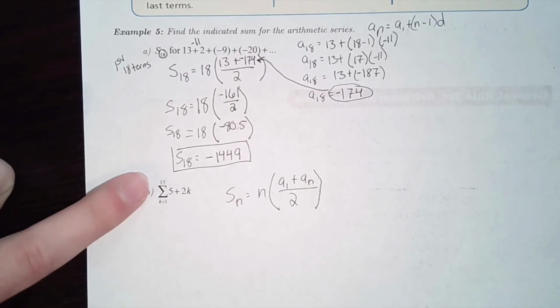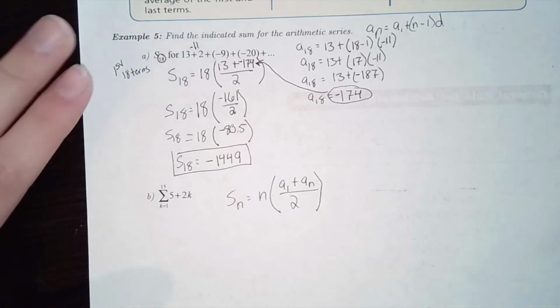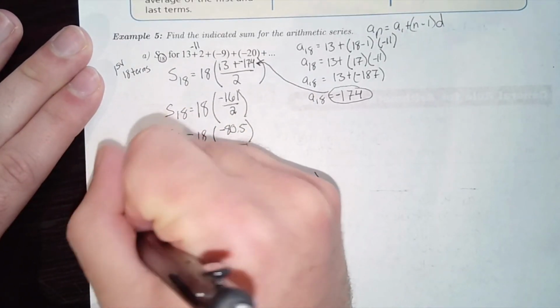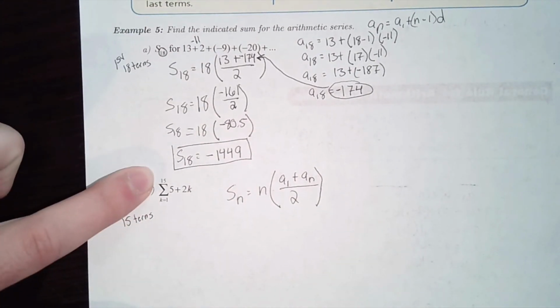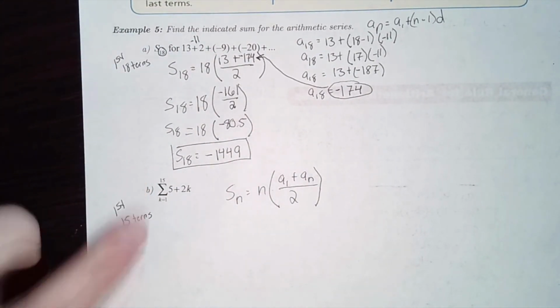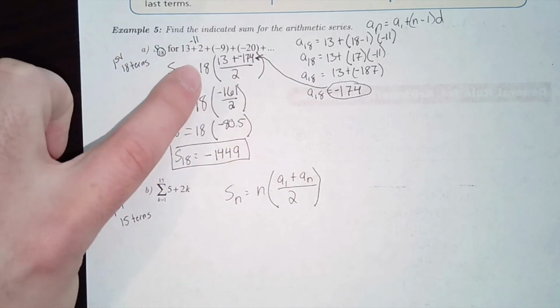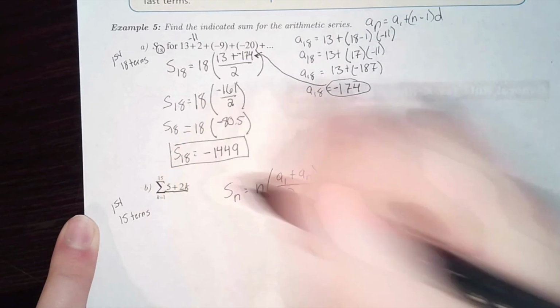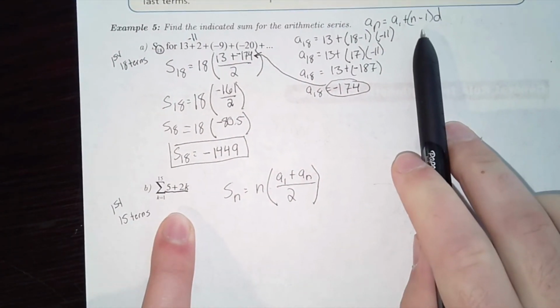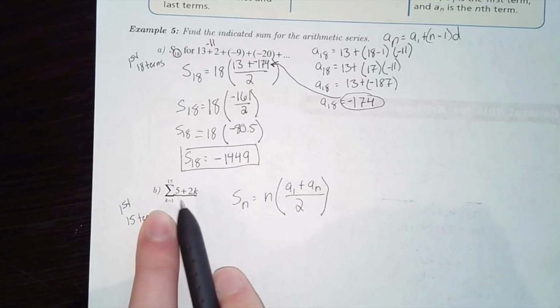So I'm going from 1 to 15. That tells me how many terms I want, because that's the first 15 terms, since I'm starting with 1 and going to 15. The other thing that's different is I'm not given the exact sequence, but I am given this formula. This is going to be my formula to find the terms.